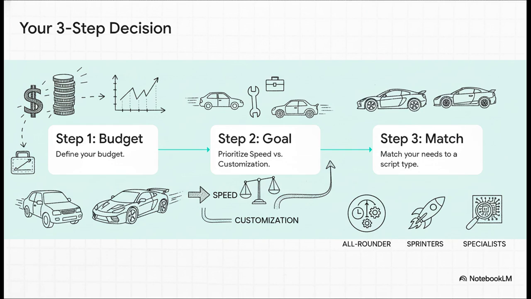It's a simple 3-step decision. Step 1, define your budget. As we saw, prices can be all over the place. Step 2, prioritize your goal. Are you all about speed to market, or do you absolutely need deep customization? And finally, step 3, match those needs to one of the script types we just talked about, the all-rounder, one of the sprinters, or one of the specialists.